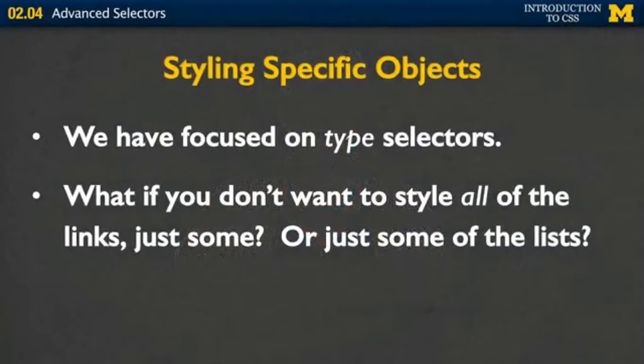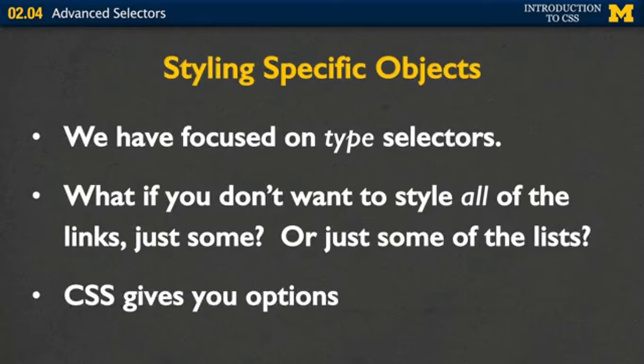But what if you don't want to style all of the links, just some of them? Or you don't want to style all of your lists, you just want to style some of them? Well, now we're going to talk about these types of advanced selectors that will let us do just that. CSS is going to give you so many options that in this lecture I'm going to try to cover as many as I can, but it's still going to be up to you to go off and look up some more on your own as you need them.